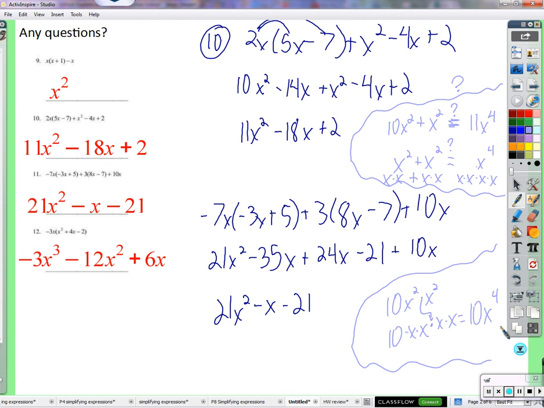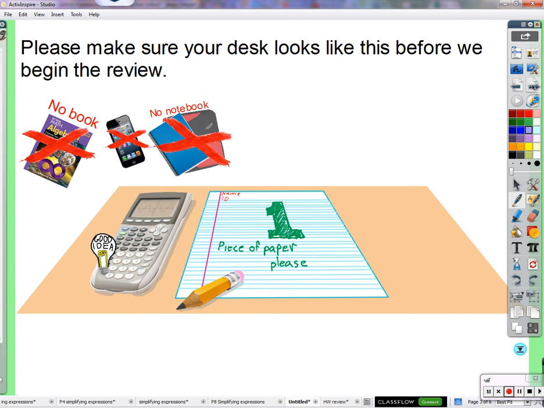You ready? Okay, let's clear our desks. Make them look like this. No book, no phone, no notebook. You shouldn't need a calculator. The hardest thing that we do here is multiply a couple of numbers together, so you should be fine. We don't really need a calculator. If you feel like you need one, you can use one, but it's just not necessary.